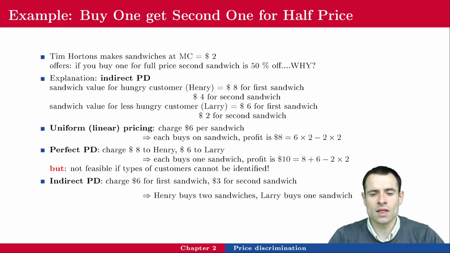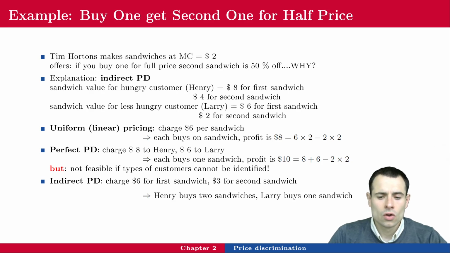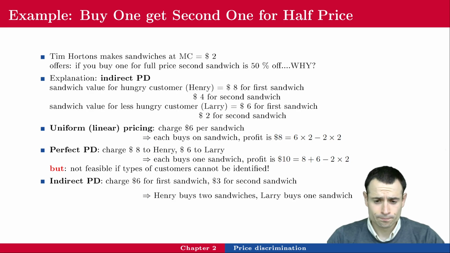Now, why 6 and 3? Again, the idea is to make both customers buy, but one of them is going to buy the more expensive bundle. If it costs $9 to buy two sandwiches, then Henry is willing to pay for it. He's willing to pay $12 right now. So, if Tim Hortons charges $9 for two sandwiches, Henry will purchase.